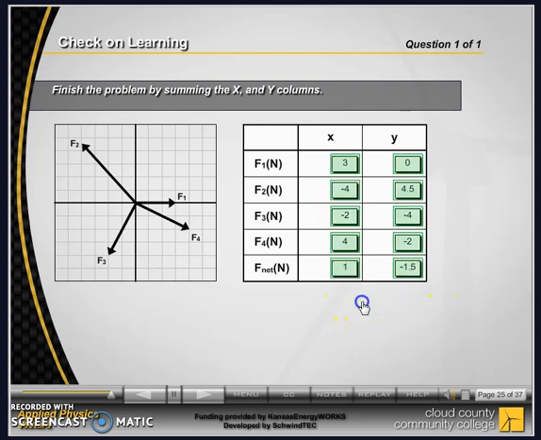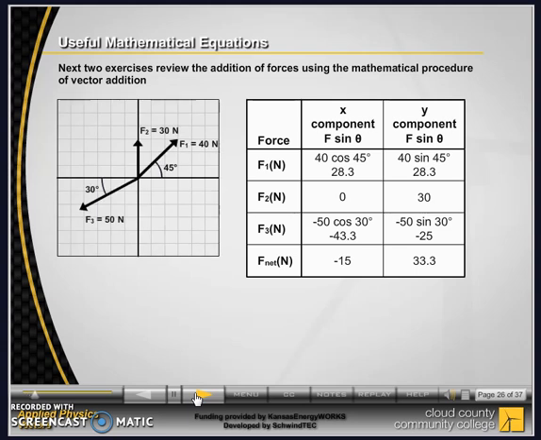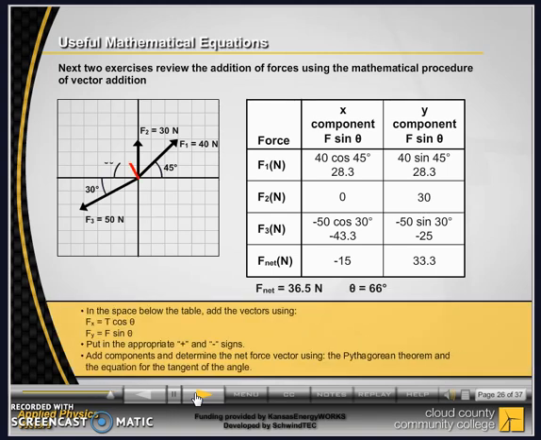See if we're right. The next two exercises review the addition of forces using the mathematical procedure of vector addition. Again, refer to the vectors lecture if you need to review this material. The procedure for all of these problems is the following.